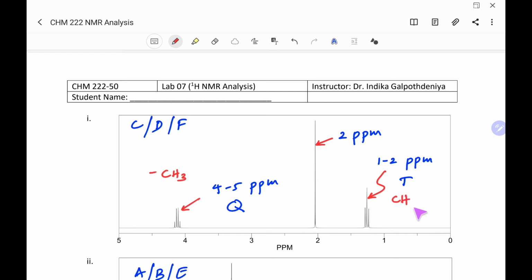Actually, this is the CH3, and this is the CH2. I'm sorry about that. This is a quartet, so that means your neighbor has 3 hydrogens. So the neighbor is right here. This is a CH3, and this is a CH2. So which CH2 has a peak around 4 to 5? Let's take a look at it.